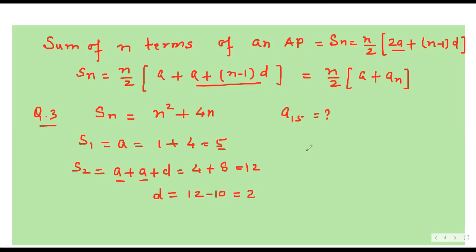So we need A15, and that is given by A plus 14D. So A is 5 plus 14 times D, which is 2. It will be 33, which is our answer. Now, let's consider the next question.